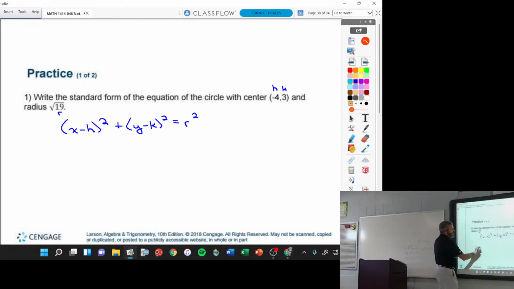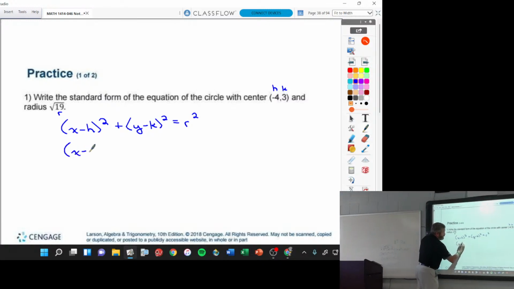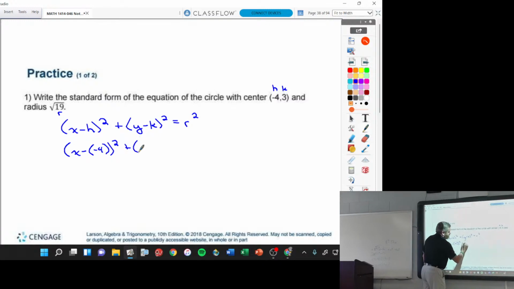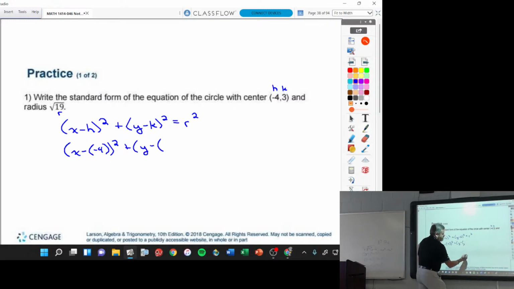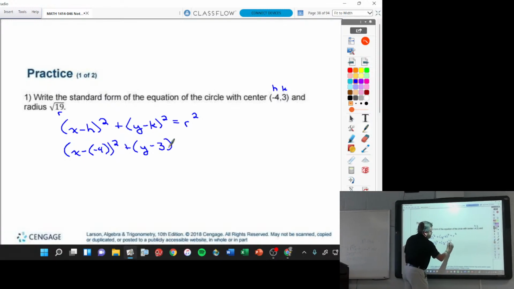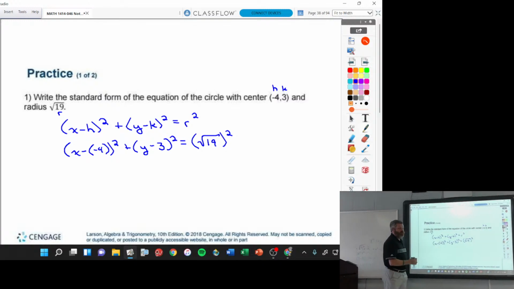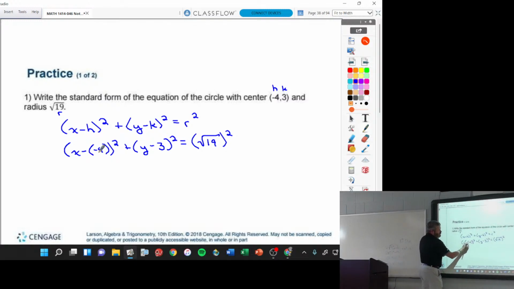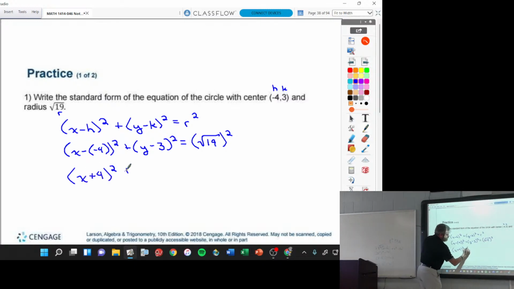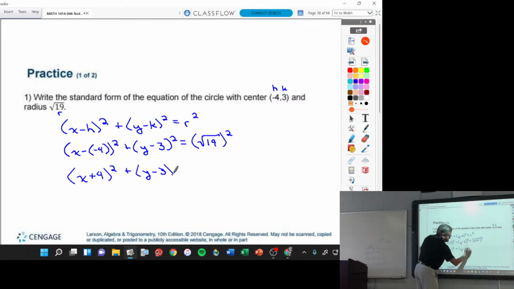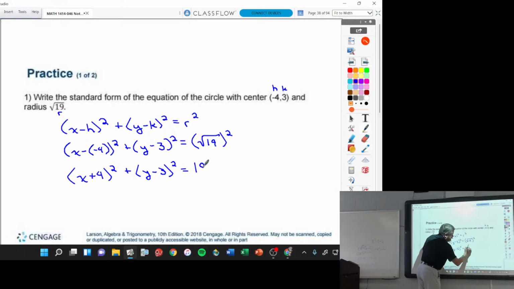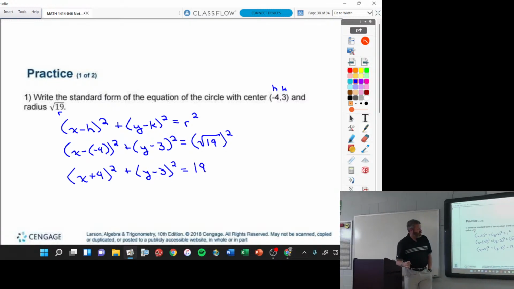I'm going to now take those values and plug them in. So x minus h is x minus negative 4, squared, plus y minus k, which is 3, squared, equals r, which is the square root of 19, squared. Cleaning this up, minus and negative becomes plus, so that gives me x plus 4 squared plus y minus 3 squared equals 19, because the square root of 19 squared is 19.